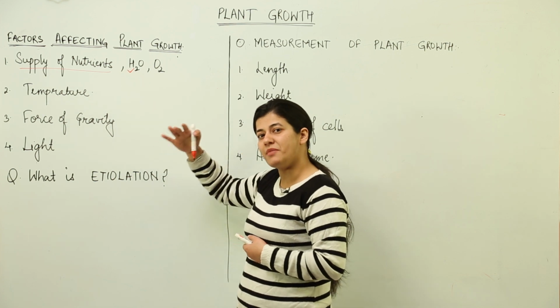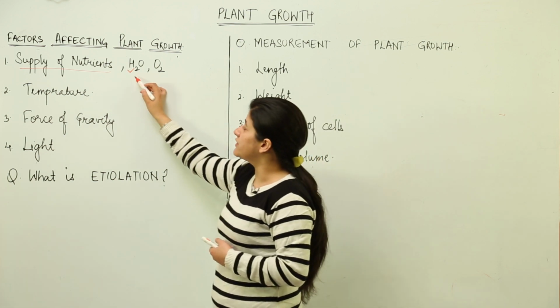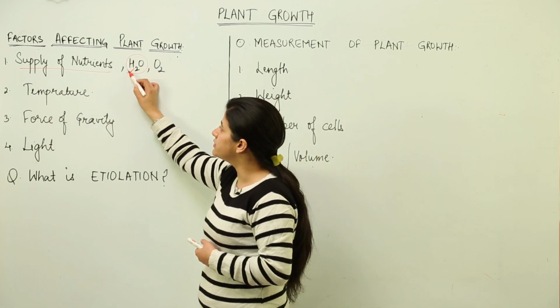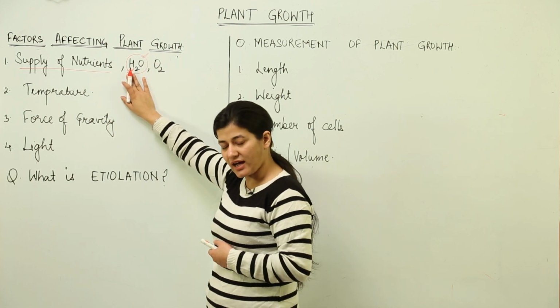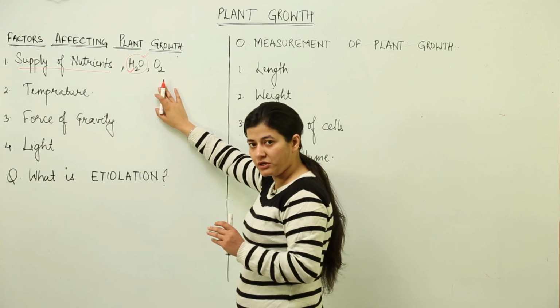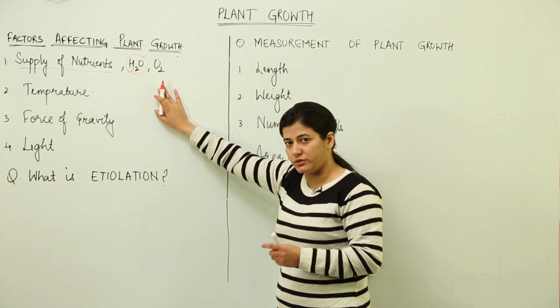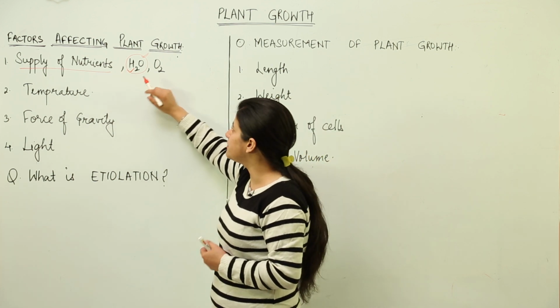Moreover, whatever enzymatic activity takes place inside the plant cells, water is the medium. That means it acts as a universal solvent, you know that, and it is the medium in which all the enzymatic activities have to take place. So basically water is very much important for the protoplasmic growth, which would later on add to the growth activity of the plant, and hence an important factor for influencing the plant growth.